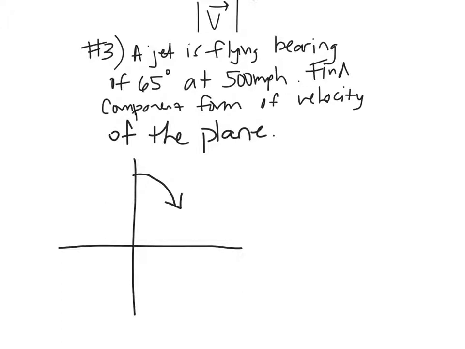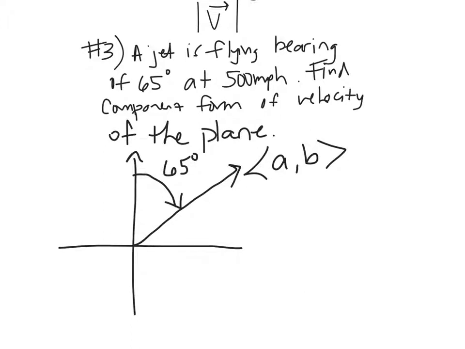So you can't just take 500 miles per hour times cosine of 65. You can't do it that way. So let's talk about what you can do. If 65 degrees is from the north, because that's what bearing is, but we want to find the component form, what we're looking for is this, AB.